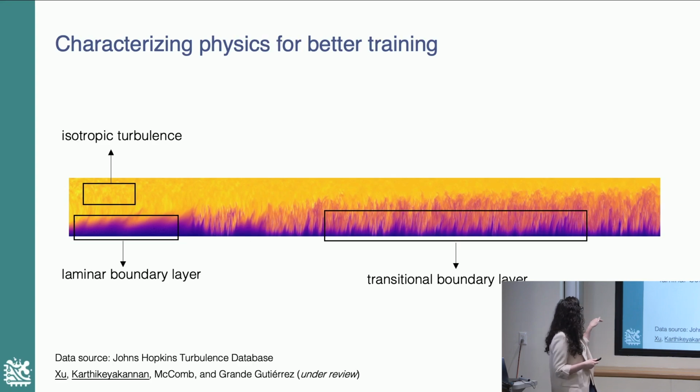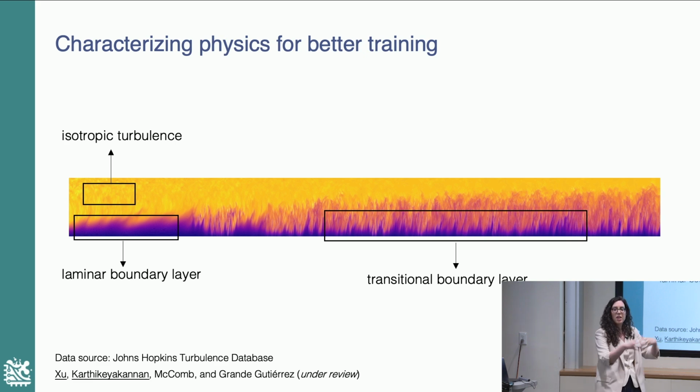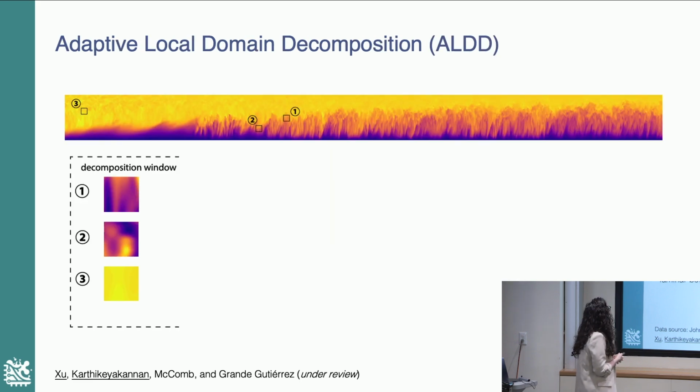So here we were working with some of the open data sets from the Johns Hopkins Turbulence Database. In this example, you can see a transitional boundary layer, and there are 3 very distinguished areas, where you can see different types of flow regimes. What the intuition would tell us is that if you use the same model for the full domain, it's probably going to do much worse than if you were to train specifically for this laminar part, or specifically for the transitional part. And that is actually what we tried to prove here.